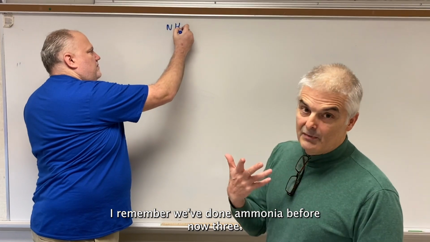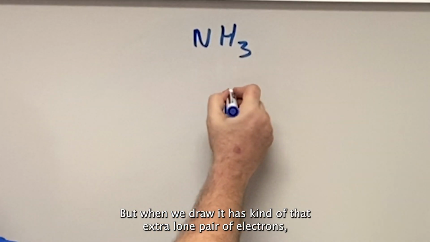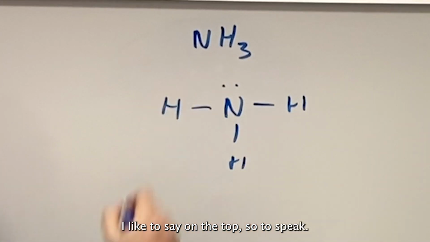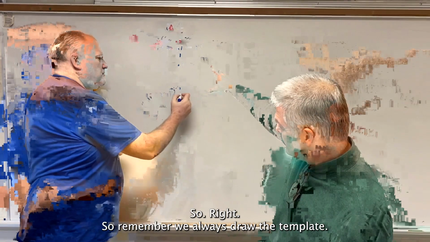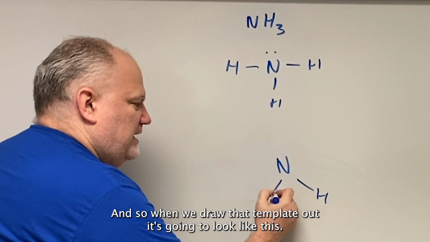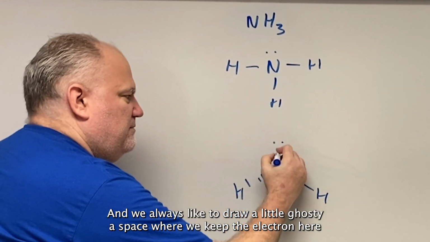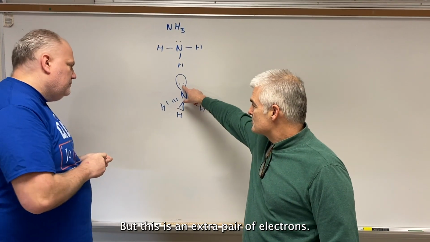Now remember, we've done ammonia before, NH3, but when we draw it, it has kind of that extra lone pair of electrons, I like to say, on the top, so to speak. But that structure isn't exactly the way it's really shaped, though, right? So remember, we always draw the template, and so when we draw the template out, it's going to look like this. And we always like to draw a little ghosty, a space where we keep the electron pair, just to remind us that that's occupying space. So it has sort of that tetrahedral shape, but this is an extra pair of electrons.